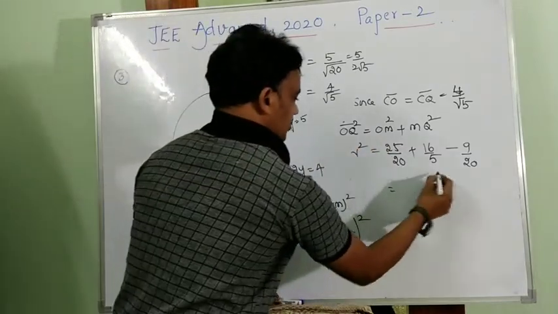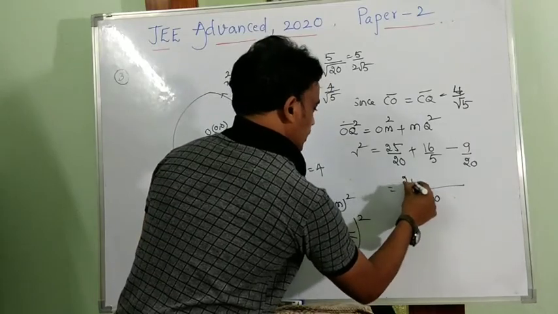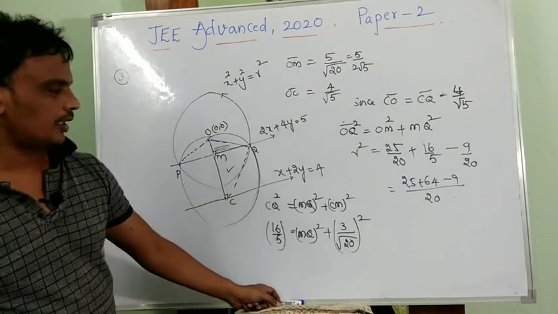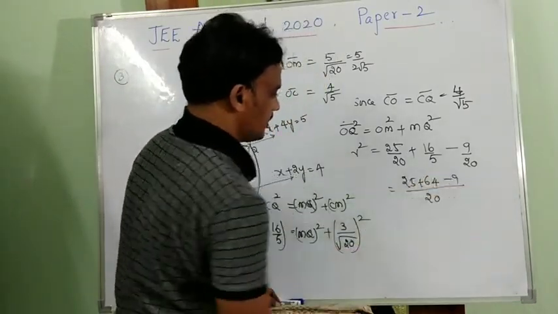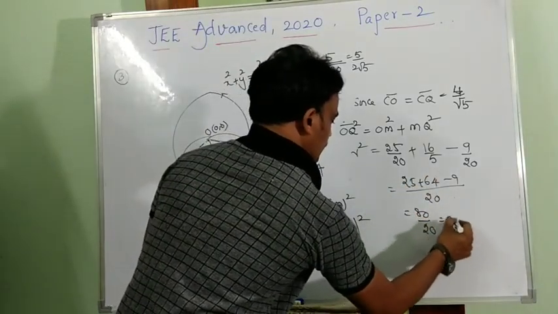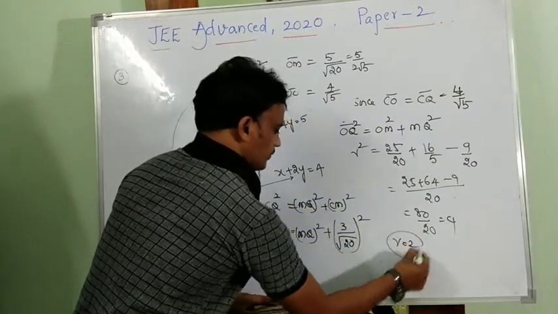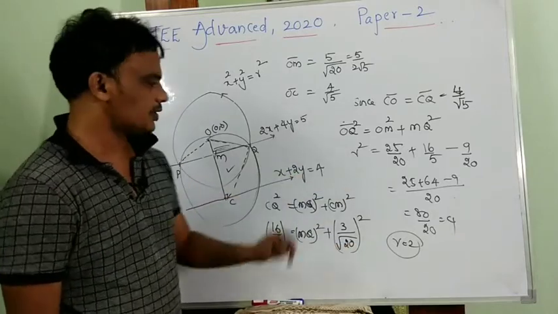Simplify this one. Which is over 20: 25 plus 64 minus 9. So 25 plus 64 minus 9, it is 80 by 20, which is 4. R square equals 4, then radius equals 2. Yes, simple problem. Okay, students.